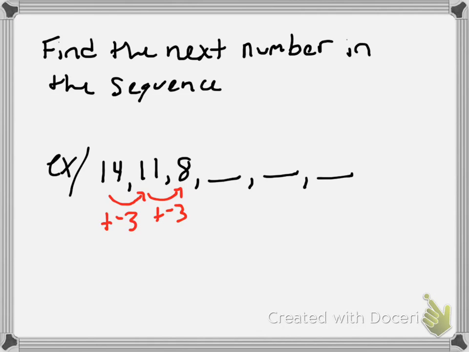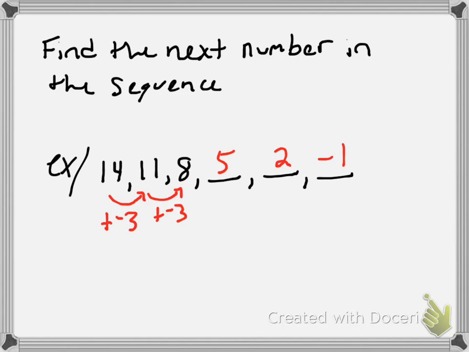So if we take 8 and we minus 3, we get 5. Take 5, we minus 3, we get 2. If we take 2 and we minus 3, we get -1. So in your homework, you're going to have blank places there that you just want to type in the correct number as the sequence continues.